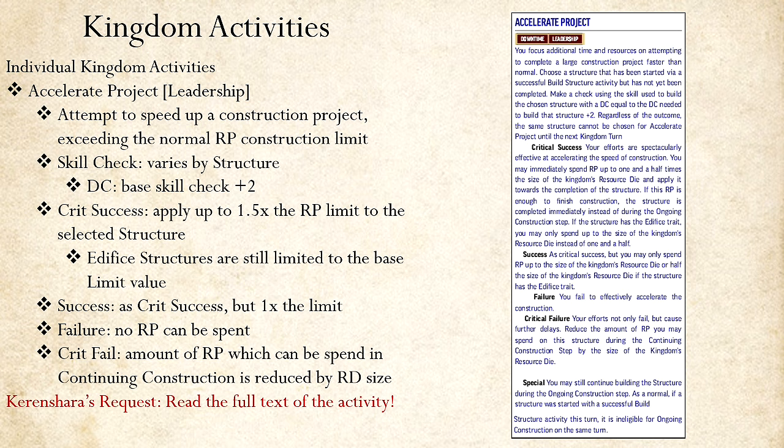Success. As a critical success, but you may only spend RP up to the size of the kingdom's resource die, or half the size of the kingdom's resource die if the structure has the edifice trait. Failure. You fail to effectively accelerate construction. Critical failure. Your efforts not only fail, but cause further delays. Reduce the amount of RP you may spend on this structure during the continuing construction step by the size of the kingdom's resource die.